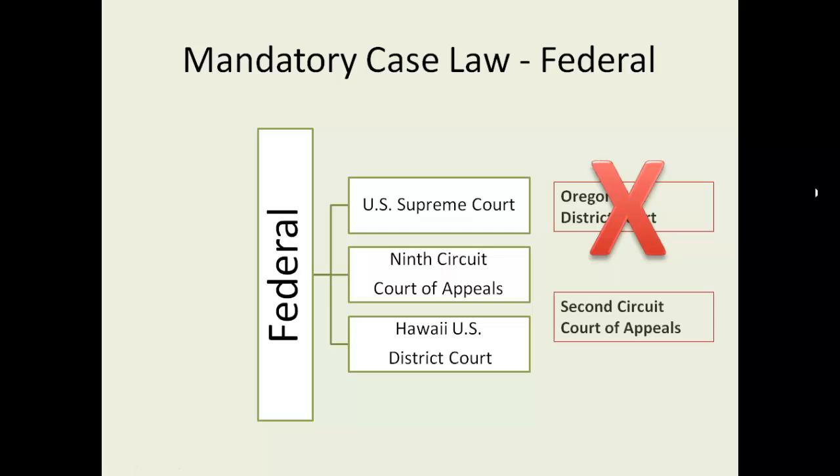Likewise, decisions from other circuit courts of appeal, like the Second Circuit, are not binding on the Ninth Circuit, nor on any of the district courts within the Ninth Circuit. Court opinions from other jurisdictions may be persuasive authority, but the courts are not required to follow their legal analysis or rulings. Persuasive authority refers to the statutes, regulations, case law, and secondary authority that is not controlling in your jurisdiction.